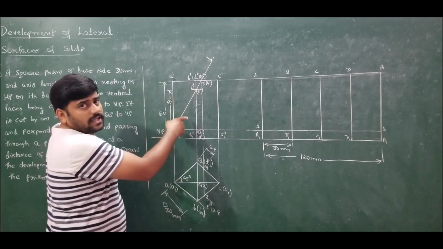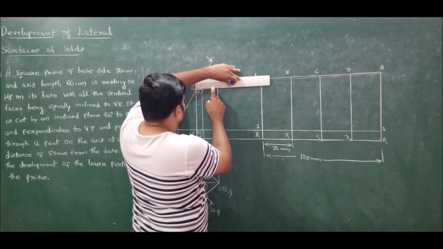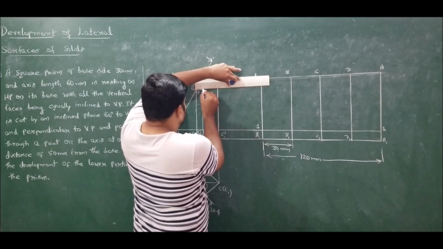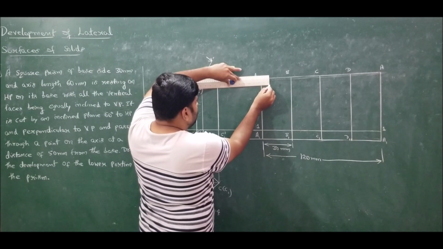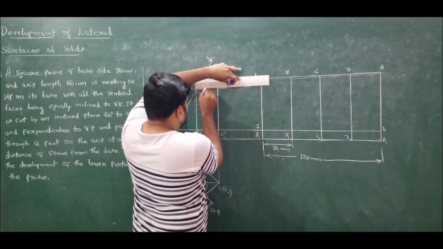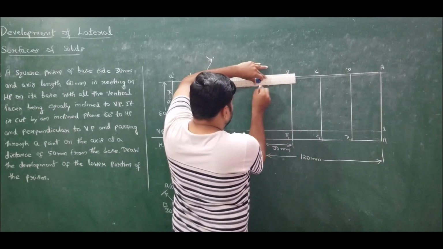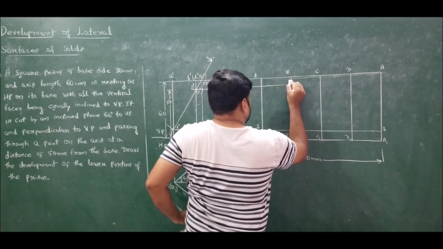Next I want point 2. Point 2 is also lying on the longer edge, that is on the vertical line. So directly draw the parallel. No need to worry. So this is for B. So transfer it to B. Transferring it to B, I will get 2.